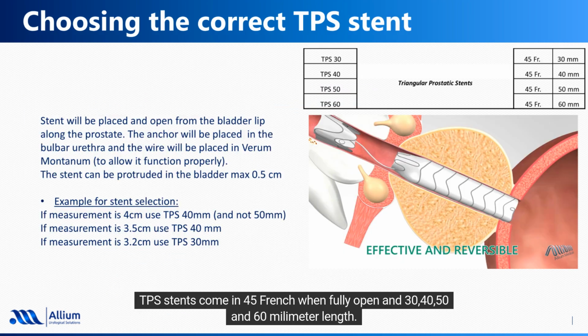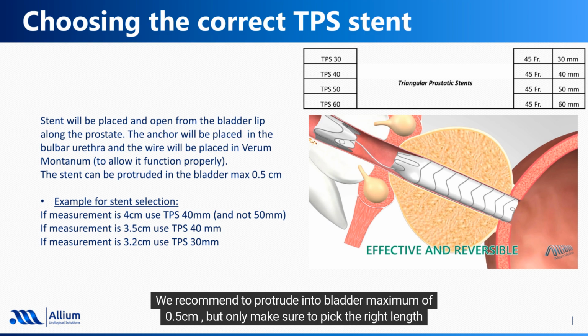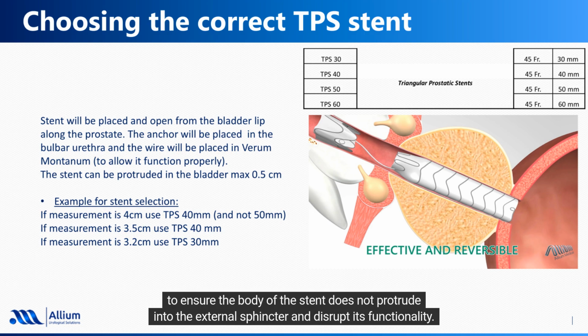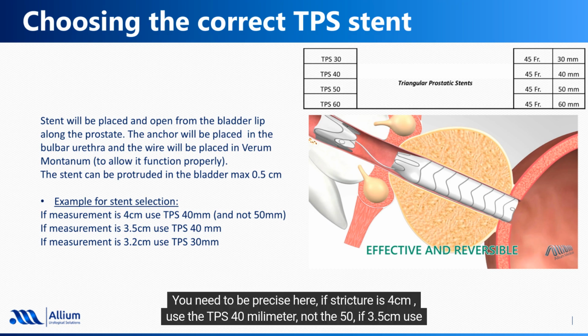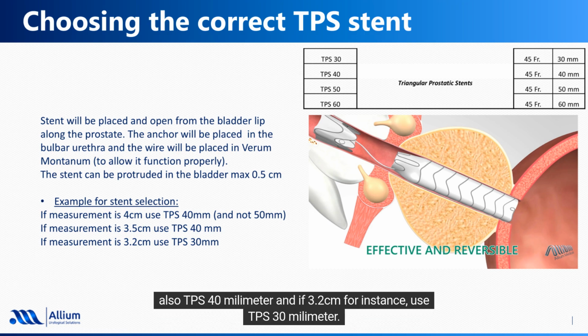TPS stents come in 45 French when fully open and 30, 40, 50 and 60mm length. We recommend to protrude into the bladder a maximum of 0.5 cm. But make sure to pick the right length to ensure the body of the stent does not protrude into the external sphincter and disrupt its functionality. Only the wire should cross it. You need to be precise here. If the stricture is 4 cm, use the TPS 40mm, not the 50. If 3.5 cm, use also TPS 40mm, and if 3.2 cm, for instance, use TPS 30mm.